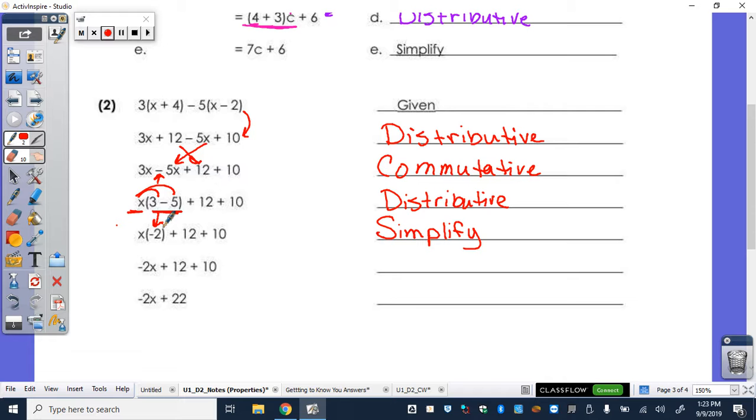Then what do they do? Are those in the same order? Commutative. It was x -2, but now it's -2x. They changed the order. Very subtle, but still, they did it. And then the last thing they did is another simplify, because they actually added 12 and 10 to give us 22 something. It's just purely a simplify there.